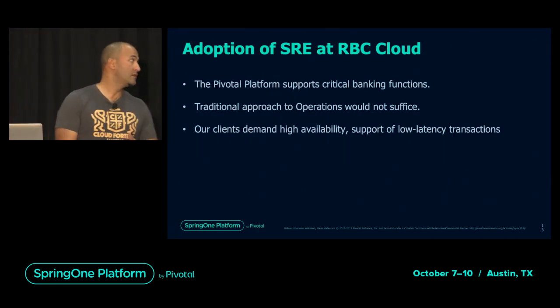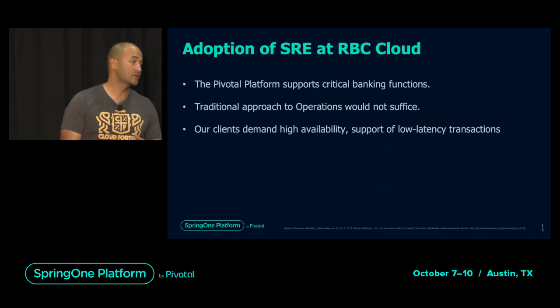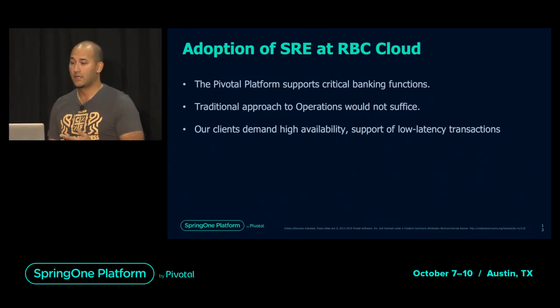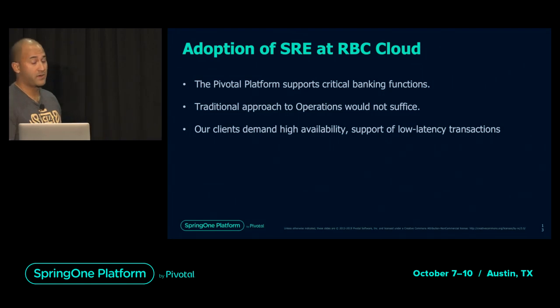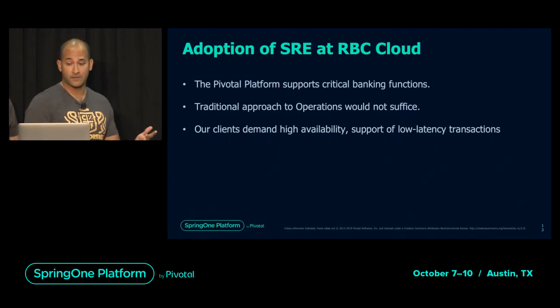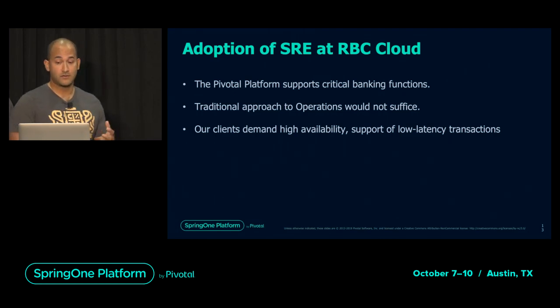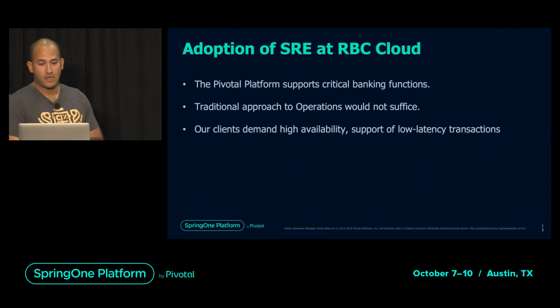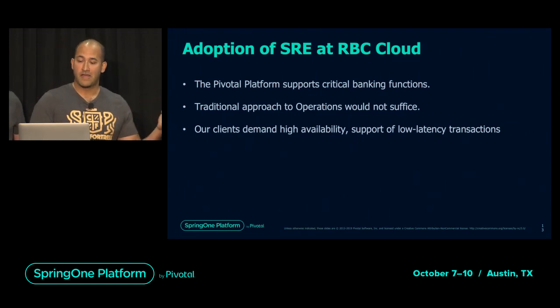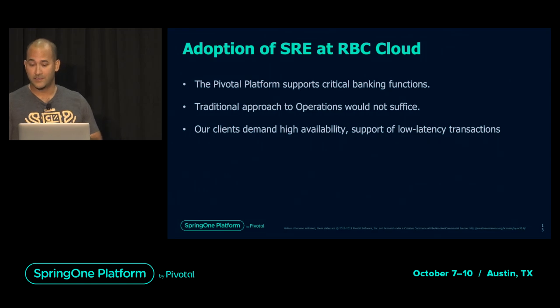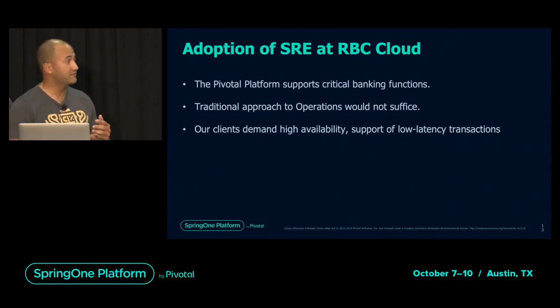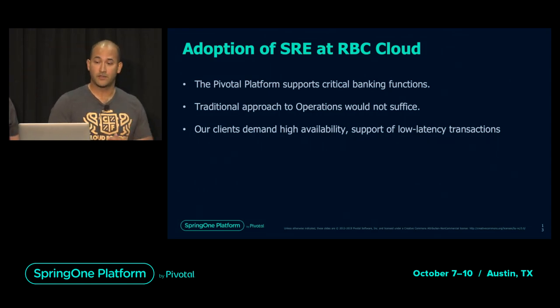As I mentioned before, the Pivotal platform at RBC supports critical banking functions and other critical workloads. We realized it would not be possible to support such high-valued and profit-making businesses using the traditional approach to operations. We needed to be able to offer a platform that had high availability, supports low latency transactions, and has proactive measures for monitoring and alerting.